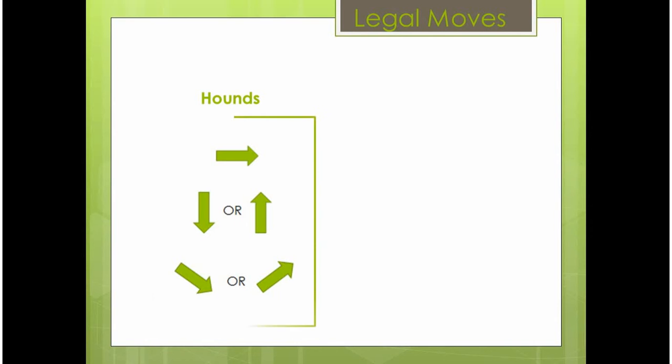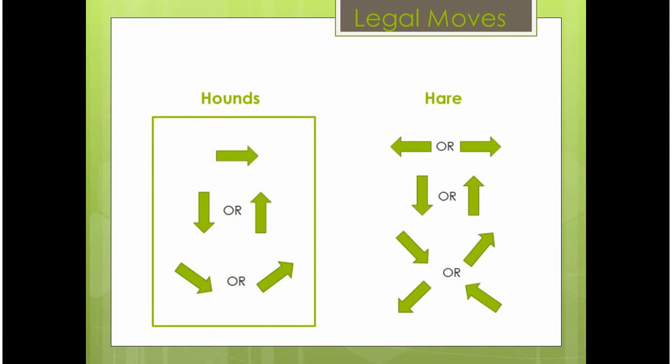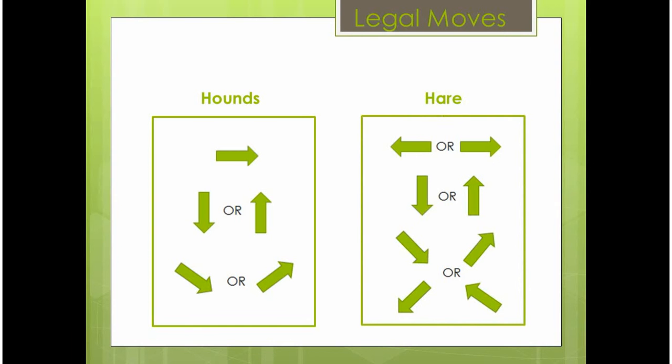The legal or allowable moves of the game vary by player. The hounds are able to move horizontally only to the right, vertically up and down, and diagonally only to the right. The hare, on the other hand, is able to move horizontally left or right, vertically up or down, and diagonally to the left or right. So basically, the hare is able to make any move on the board. However, each player is only able to move one adjacent position per turn.